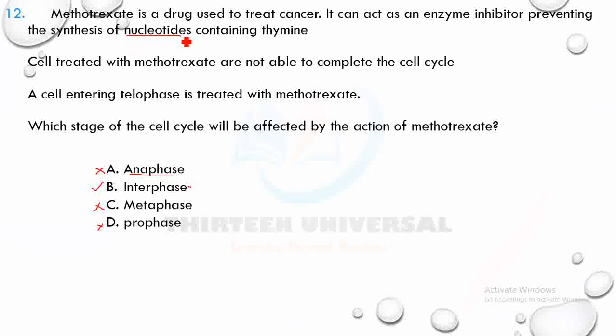So if nucleotides containing thymine are not present, DNA synthesis cannot occur, so it affects the cell cycle. And if DNA is not synthesized, other parts of the cell cycle will not occur. So B is the answer, interphase. That is where DNA is actually built by semi-conservative replication at the S phase of interphase.